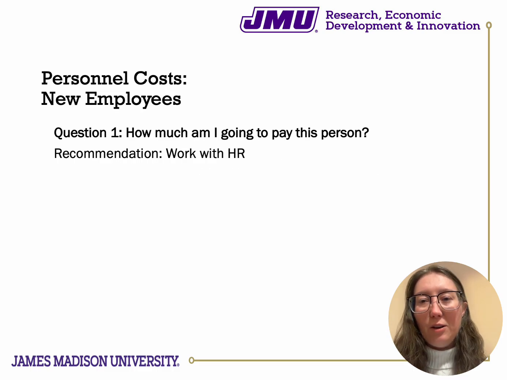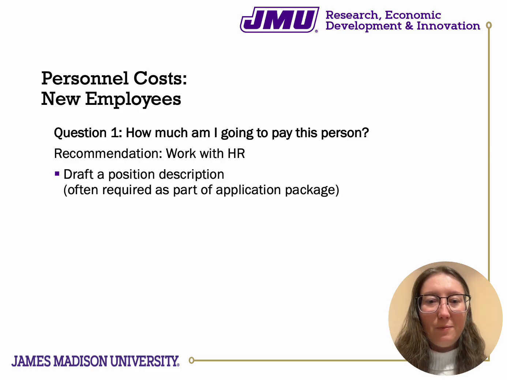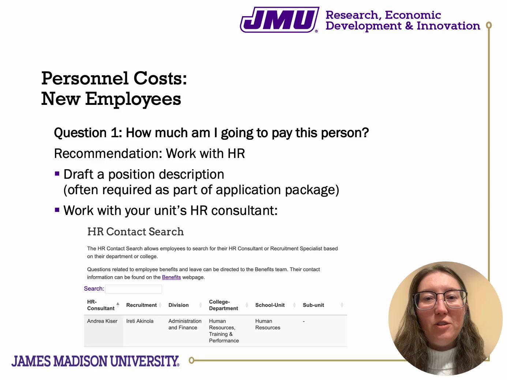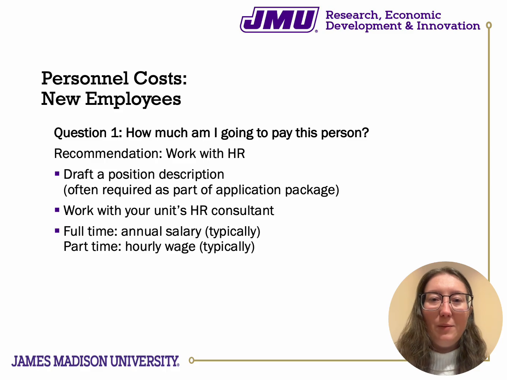One of the first things you'll need to do if you're hiring a new employee is figure out appropriate pay for the position. We strongly recommend working with human resources to avoid problems later. The first step is to come up with a draft position description which describes the work that the employee will be doing. For many grants, this will be part of the proposal package anyway, especially if you are hiring a full-time employee. Next, you can share this position description with your unit's HR consultant. If you don't know who this is, you can find it on JMU's HR website using the HR contact search. Then you can work with your unit's consultant to determine a reasonable pay range. This process may take a few weeks, so we recommend sharing a draft position description with them early.